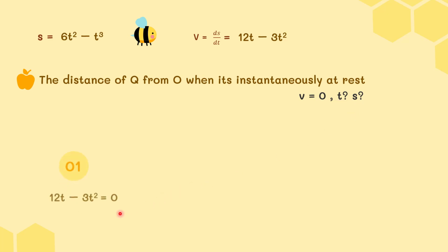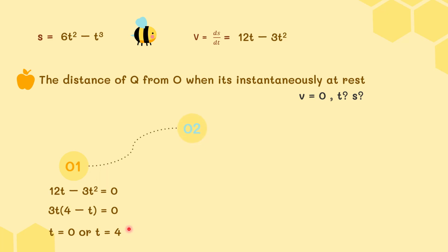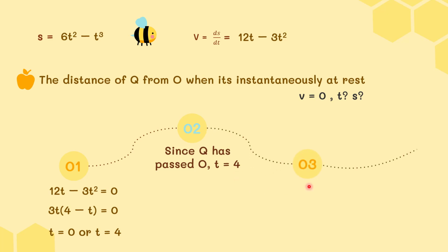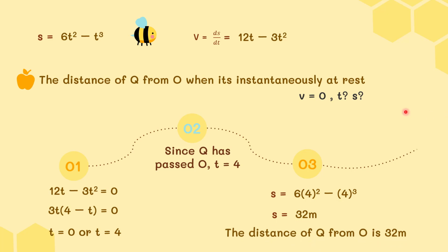So first, we have the velocity equation 12t minus 3t squared. We make it equal 0 and we obtain two values of t that satisfy this equation. Here, we pick t equals 4 since q has passed O at that time. Then, with t equals 4, we can substitute to find the distance of q from O, which is 32. So that is how far it is from point O.